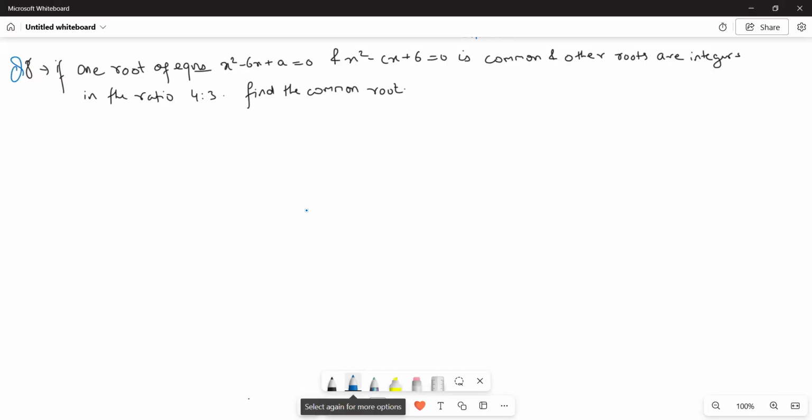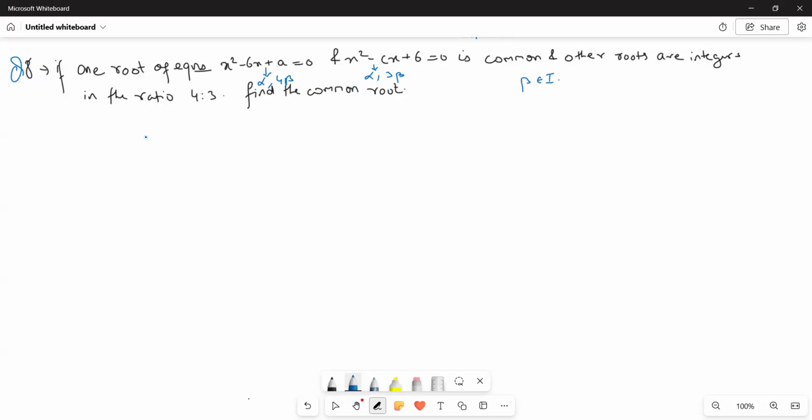So for the quadratics, what can we assume the roots as? एक रूट alpha कॉमन है, beta, alpha. So उसको तो अल्फा ले लिया, and the other roots are in the ratio 4:3. So can we just say that the other roots are 4 beta and 3 beta, where beta will be an integer because the roots are integral? Yes, sir. We can assume the roots as alpha comma 4 beta and alpha comma 3 beta.